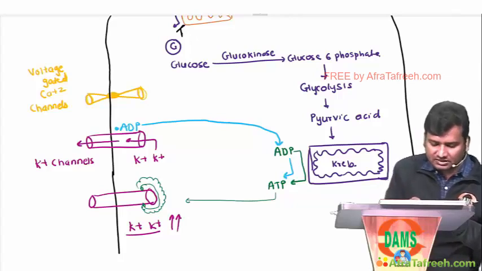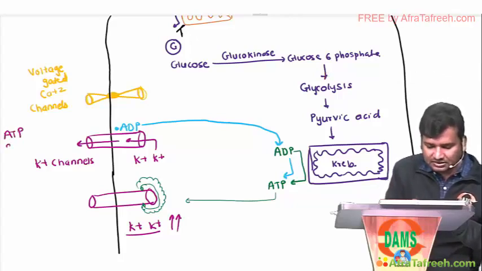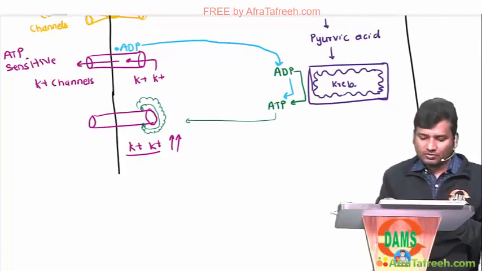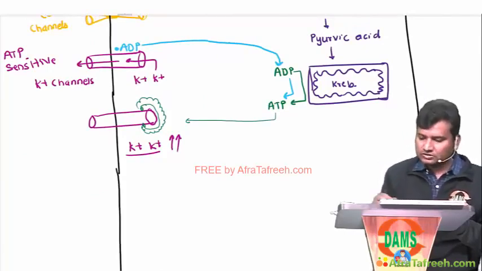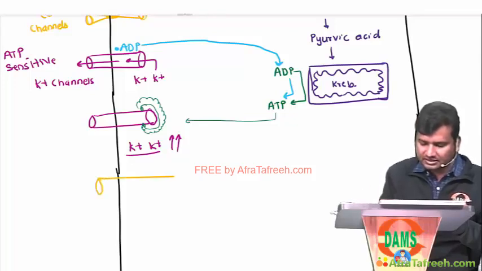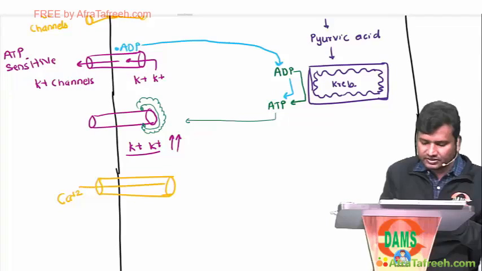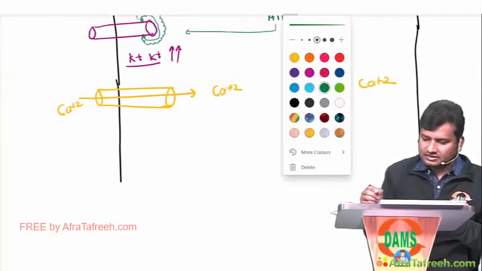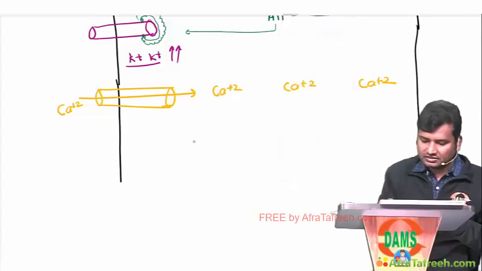So ATPs are responsible for blocking of potassium channels. So these potassium channels are called ATP sensitive potassium channels. Once potassium channels are blocked, potassium will remain inside, so positive charge in beta cell will increase, and when positive charge increases, it will cause opening of calcium channels, so calcium will enter the beta cell.